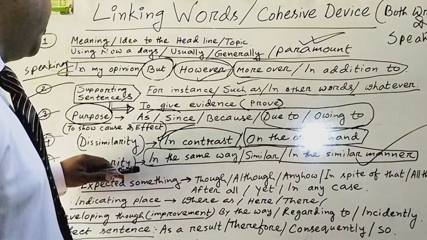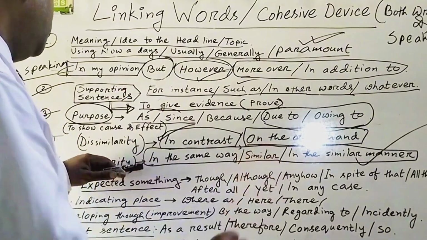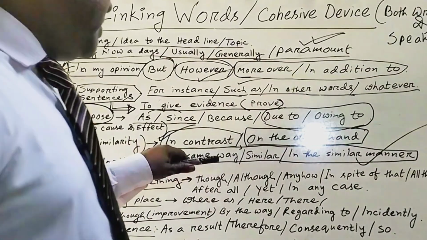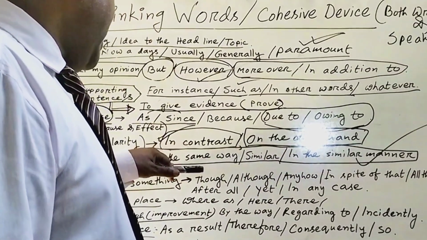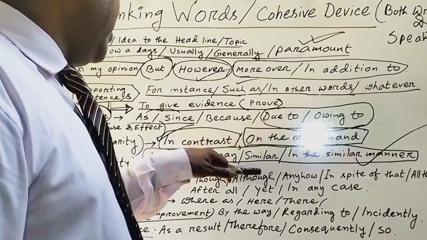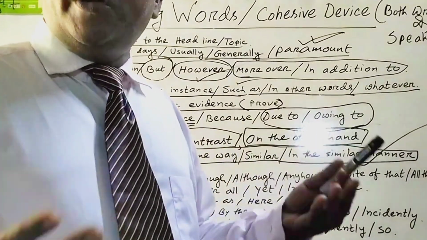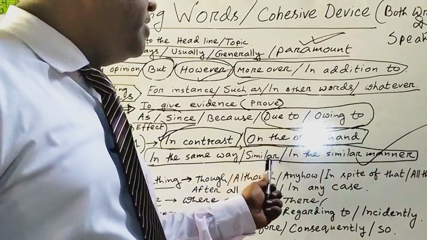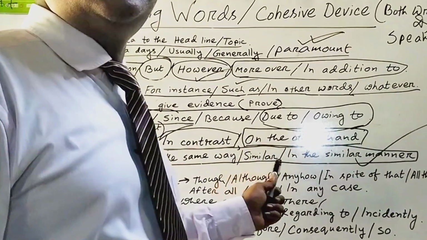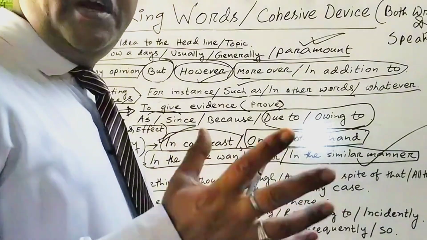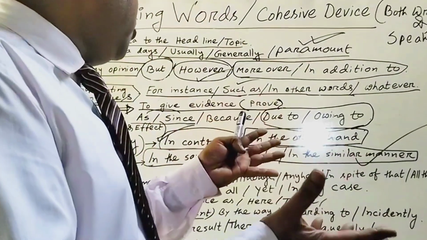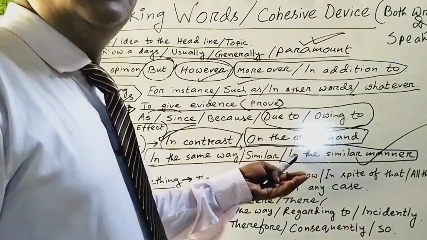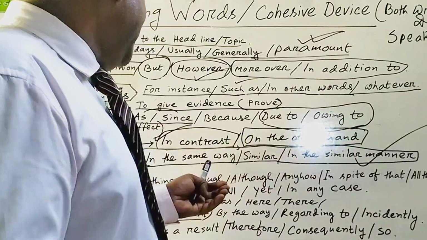Similarity, whenever you write or speak in any competitive exam formally, you have to use in the same way. Okay, these linking words are used at the beginning of a sentence, or the starting of a sentence. Whenever you are supposed to make a point similar or dissimilar, these linking words are normally used before the beginning of a sentence. Okay.